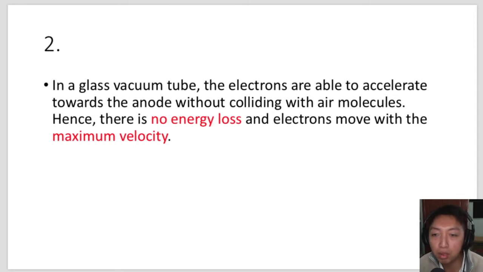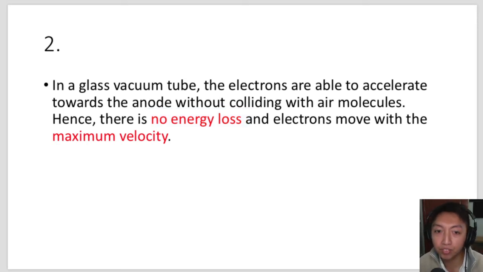Now, this is why we use a glass vacuum tube. In a glass vacuum tube, the electrons are able to accelerate towards the anode without colliding with air molecules, meaning to say there is no resistance from the air. In some experiments, they use not a full vacuum. They use a tube that has some air in it just to study the effects. But when you use something that has air in it, the electrons have to collide with the air molecules and there is energy loss.